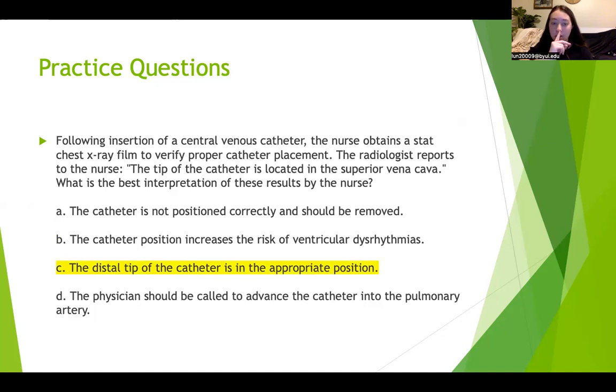Okay, so this is another common type of question. They get an x-ray. So just like with NG tubes or anything like that, after the doctor positions the catheter, an x-ray will be taken to ensure proper placement. The radiologist reports to the nurse the tip of the catheter is located in the superior vena cava. What is the best interpretation of these results by the nurse? So this means that the distal tip of the catheter is in the appropriate position. The tip of it should be in the superior vena cava. Okay.